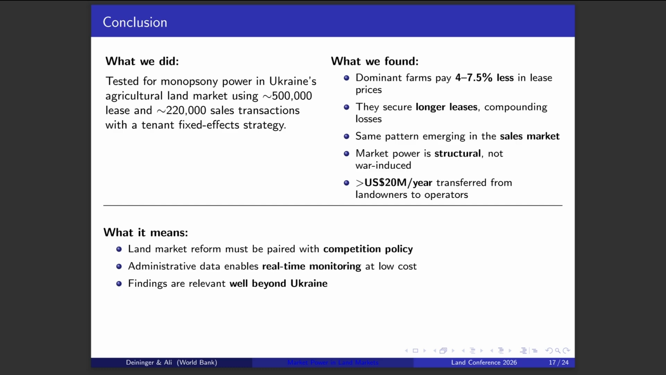So what it means is that land market reform must be paired with competition policy. Administrative data enables real monitoring at low cost, and the findings are relevant well beyond Ukraine. I will stop here and look forward to your questions.